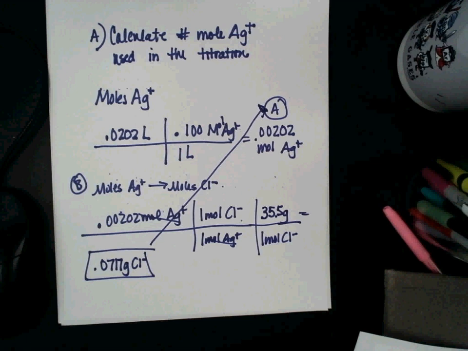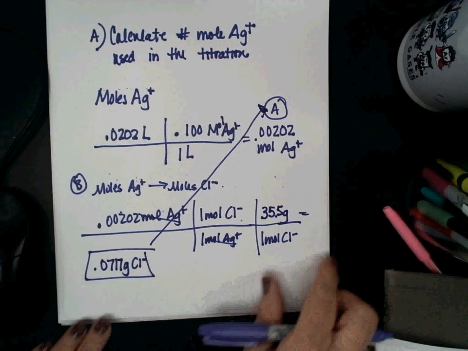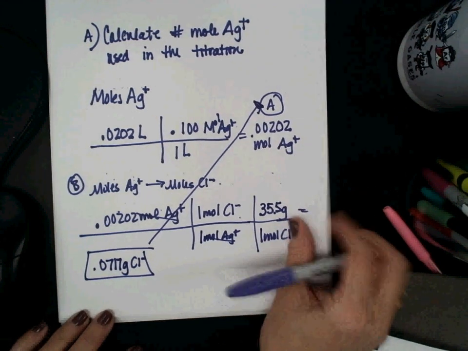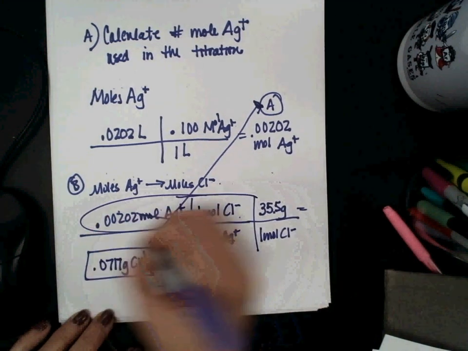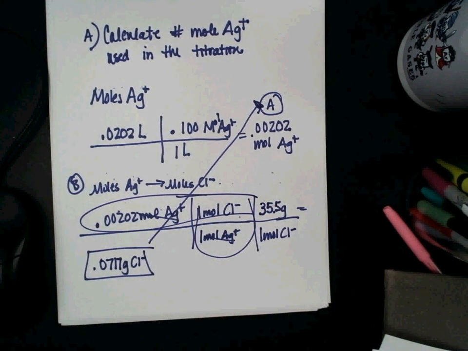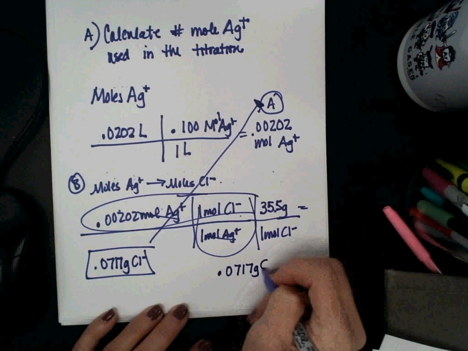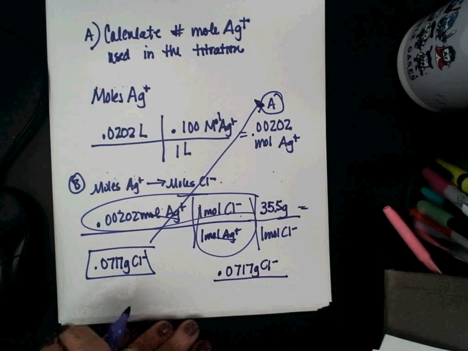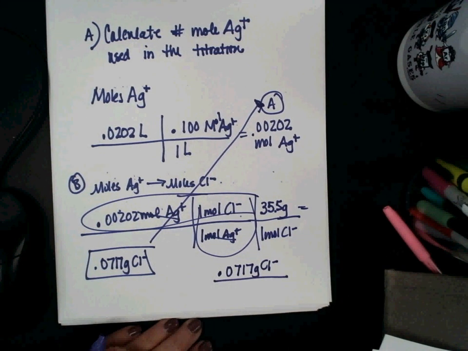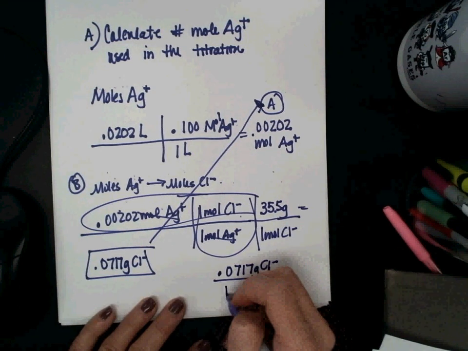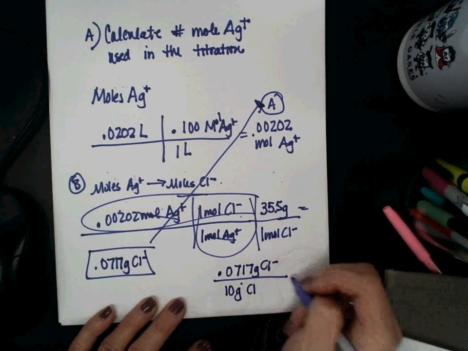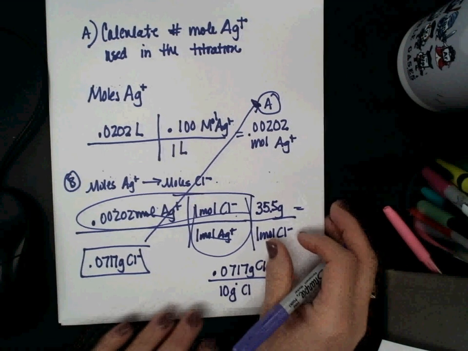All right, now let's work on B. See if you can figure out how to do B. You know how many grams you have? You also could know right here how many moles you have from this ratio. Oh, do you know how to do B? What'd you do? 0.0717 grams chlorine or chloride over what? 10 grams. Gives me a percent.